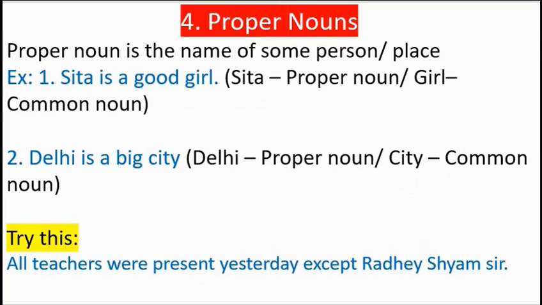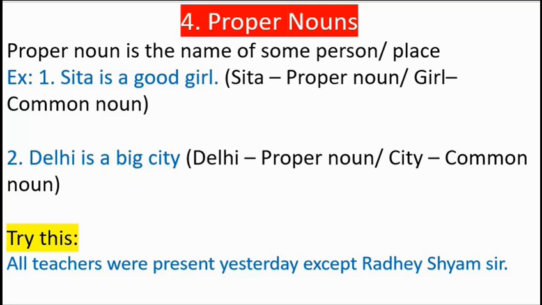Now here, Sita, girl: two nouns are there. Sita is a proper noun because it is a particular girl. We are talking about Sita, so that is a proper noun. Girl can be anyone, so girl is a common noun. Second one: Delhi is a big city. Delhi and city both are nouns. Delhi is a proper noun because we are talking about a particular city. Which city? Delhi. So that's a proper noun. And the second one, city, means it can be anything. That is why it is a common noun.